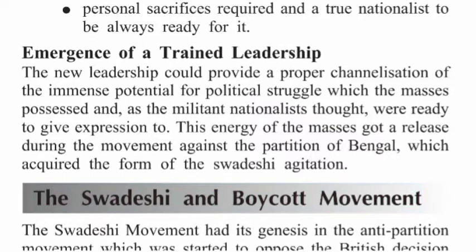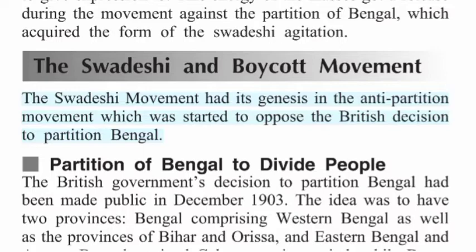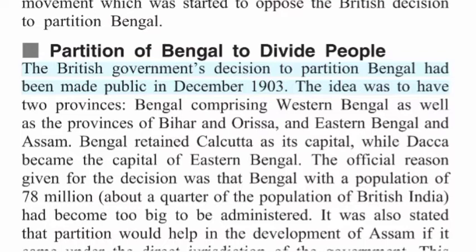The Swadeshi movement had its genesis in the anti-partition movement, which was started to oppose the British decision to partition Bengal. Partition of Bengal to divide people. The British government's decision to partition Bengal had been made public in December 1903. The idea was to have two provinces, Bengal comprising Western Bengal as well as the provinces of Bihar and Orissa, and Eastern Bengal and Assam. Bengal retained Calcutta as its capital, while Dhaka became the capital of Eastern Bengal.